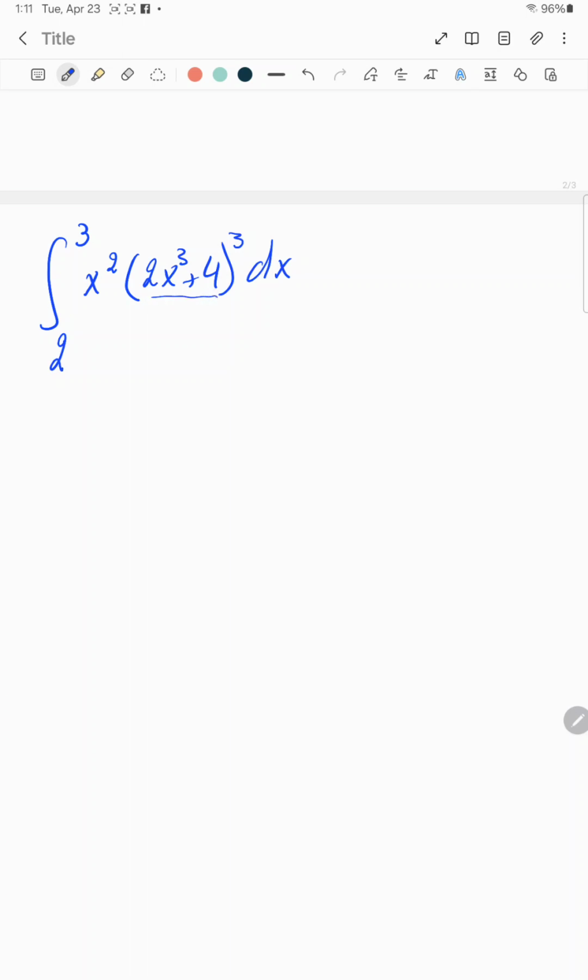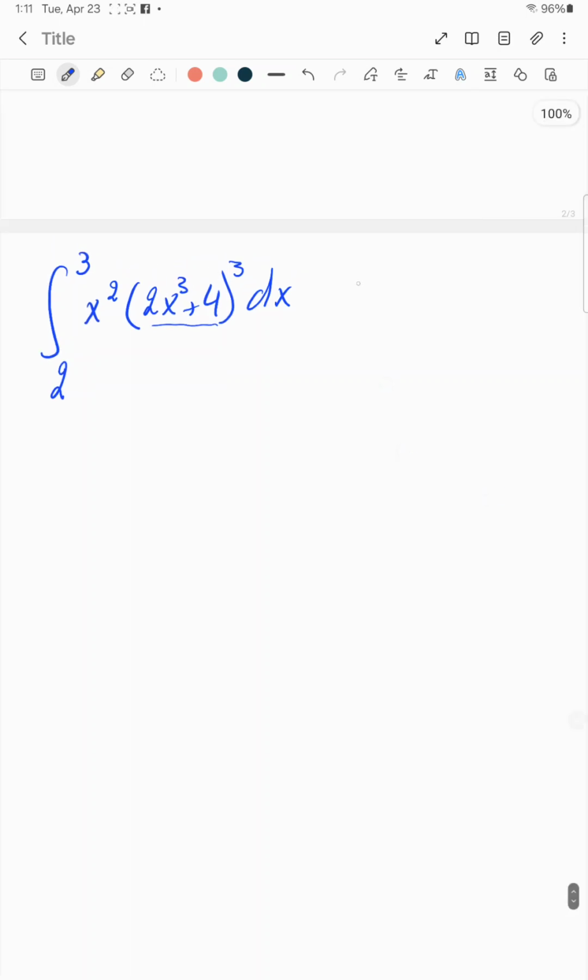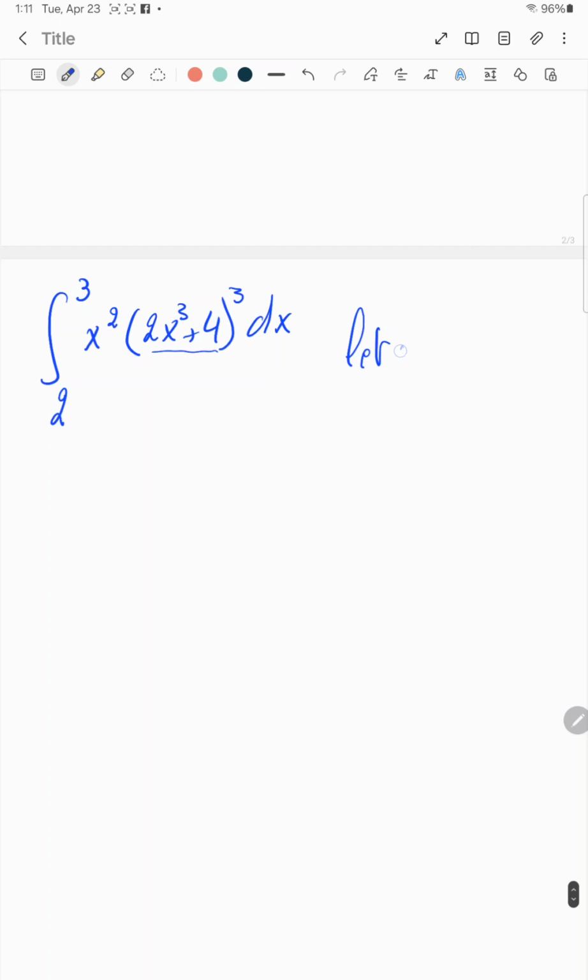Now I look here, if I take this as u, my du will become... no, let's do it. Let u equal 2x to the power of 3 plus 4. So my du becomes 6x squared dx. I see here there is x squared dx, and here I have x squared dx.